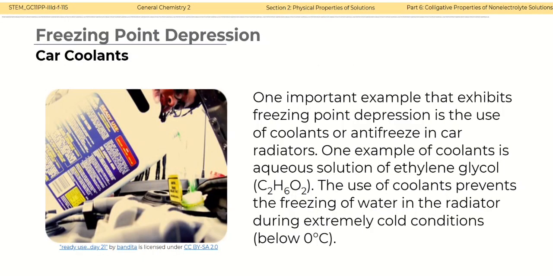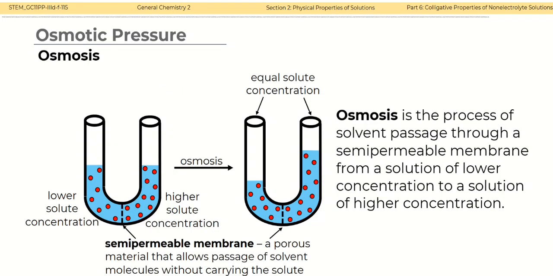One important example that exhibits freezing point depression is the use of coolants or antifreeze in car radiators. One example of coolants is an aqueous solution of ethylene glycol. The use of coolants prevents the freezing of water in the radiator during extremely cold conditions below 0 degrees Celsius.